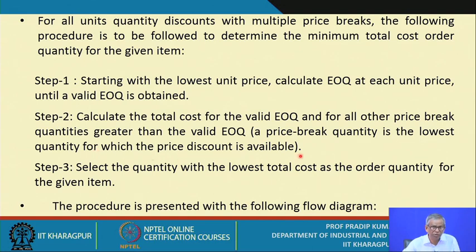We will take up one example, and it will be made very clear. In step 3, the last step, select the quantity with the lowest total cost as the order quantity for the given item. So you just follow these 3 steps and you will know how to determine the order quantity in a multiple price break situation. What we have done is present the entire procedure with a flow diagram.